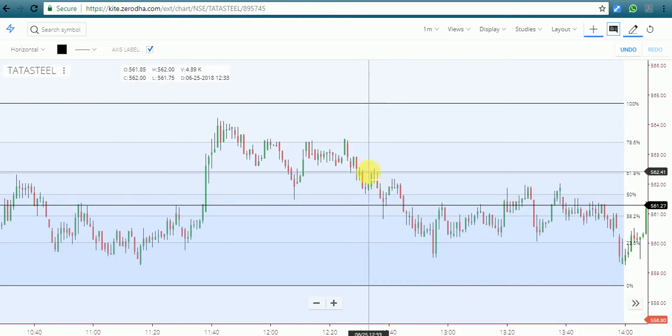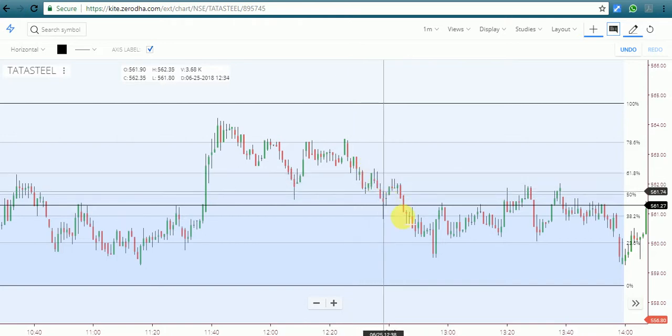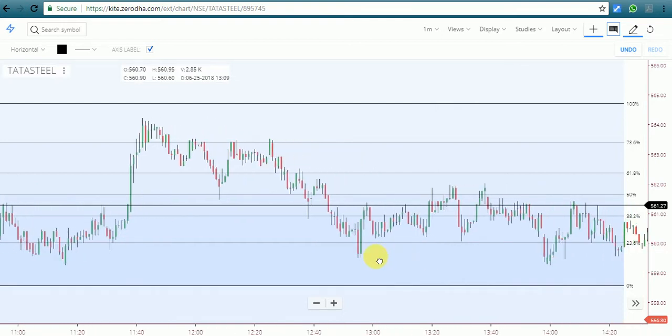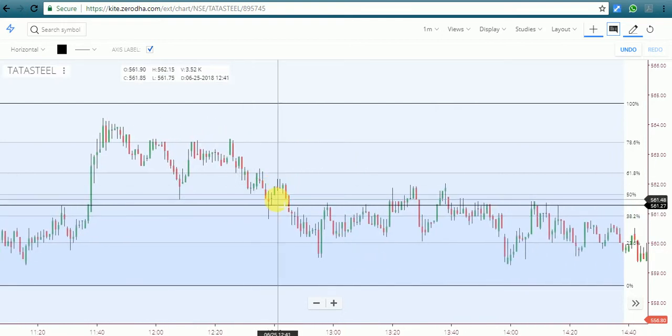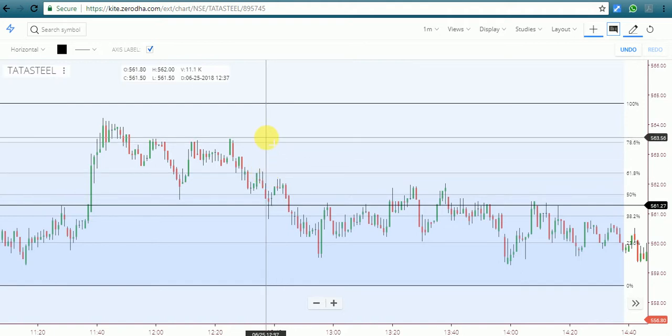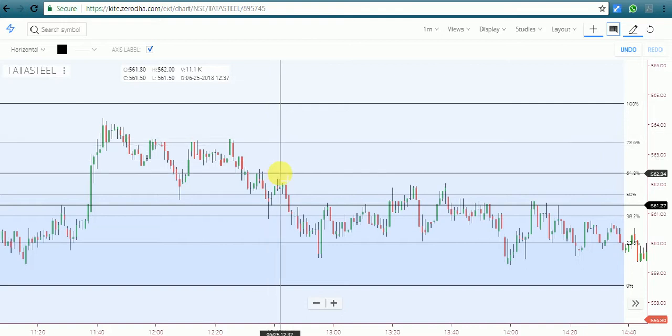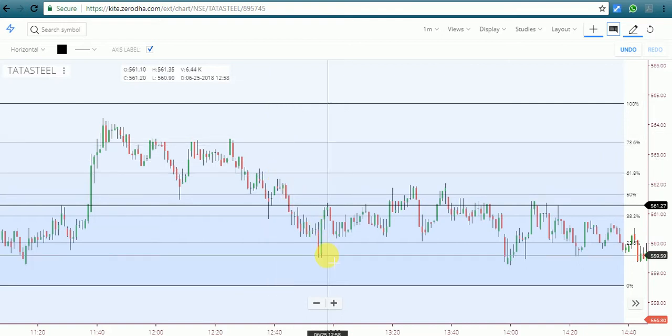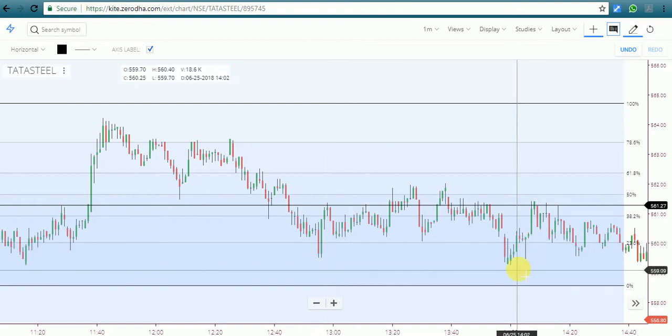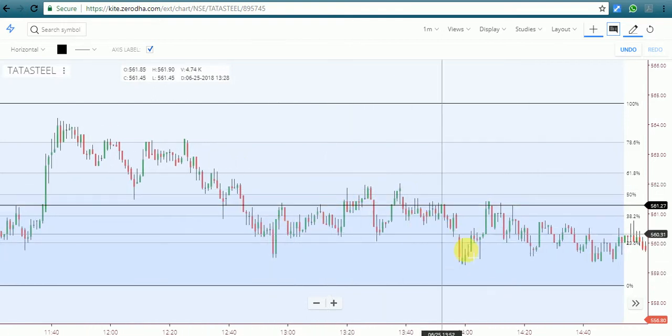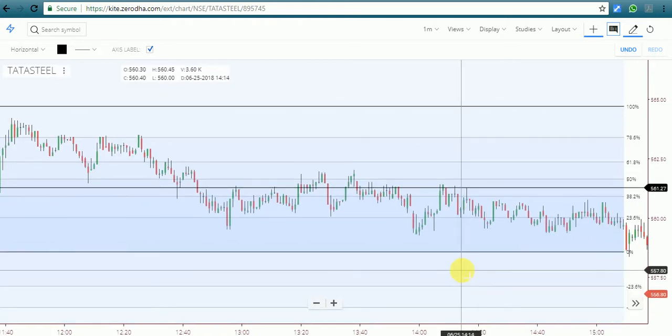And see from here it fell nicely. If you would have taken here also, by taking a risk at this level, you can get a good amount up to here. After that it again moved up, but intraday people are taking some 2 to 3 points and getting out. So we can use it.